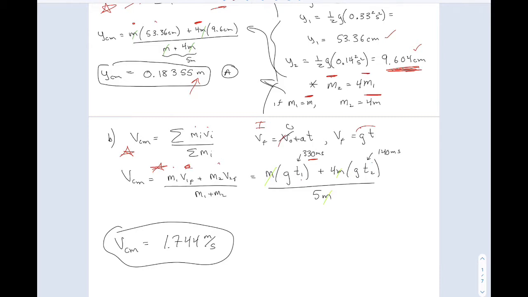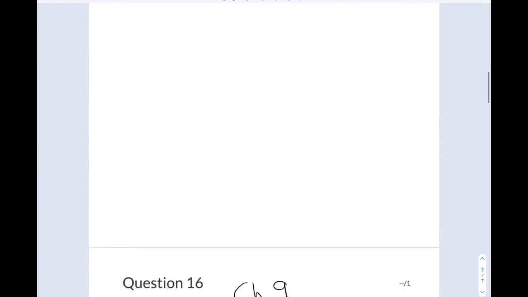The time for number 1 is 330 milliseconds, and the time for number 2 is 140 milliseconds. So there's my mass m1, mass m2 is 4m, and the total mass is 5m. So the m's cancel, and that gives me the speed of the center of mass.